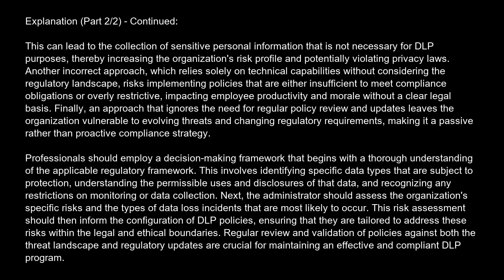This involves identifying specific data types that are subject to protection, understanding the permissible uses and disclosures of that data, and recognizing any restrictions on monitoring or data collection. Next, the administrator should assess the organization's specific risks and the types of data loss incidents that are most likely to occur. This risk assessment should then inform the configuration of DLP policies, ensuring that they are tailored to address these risks within the legal and ethical boundaries.